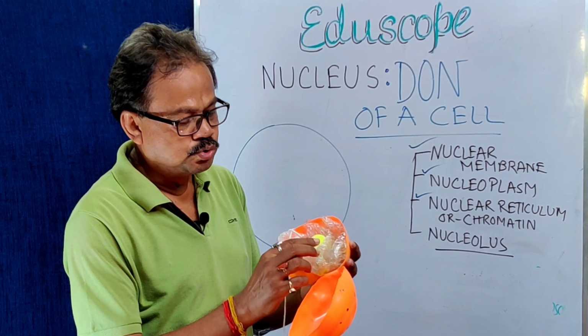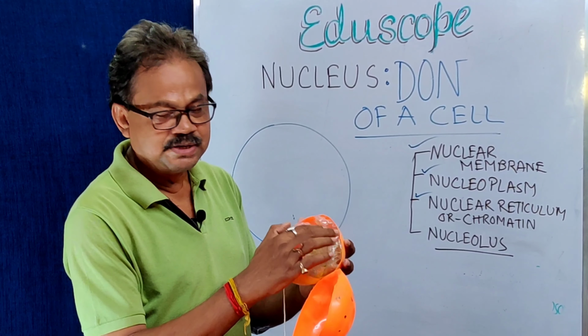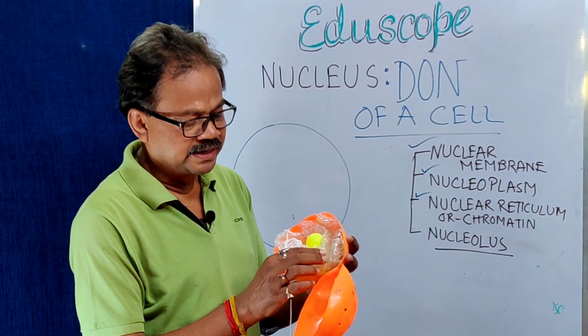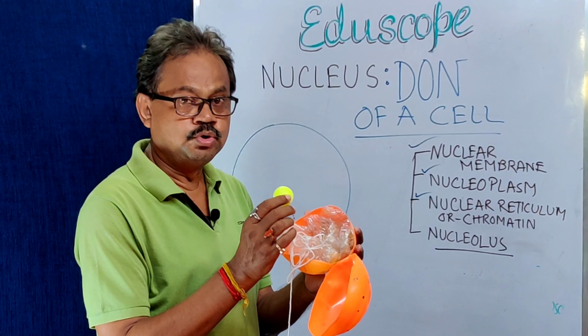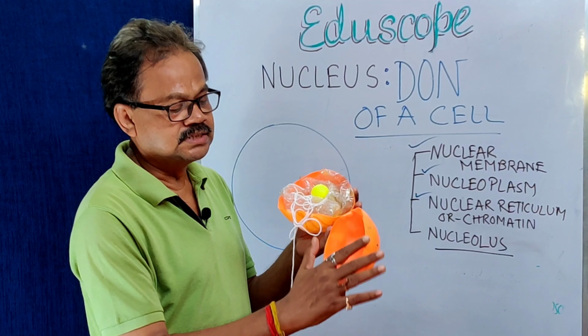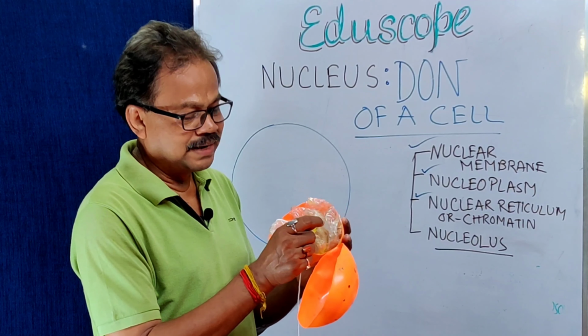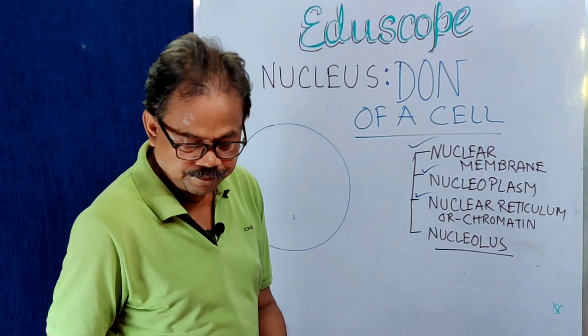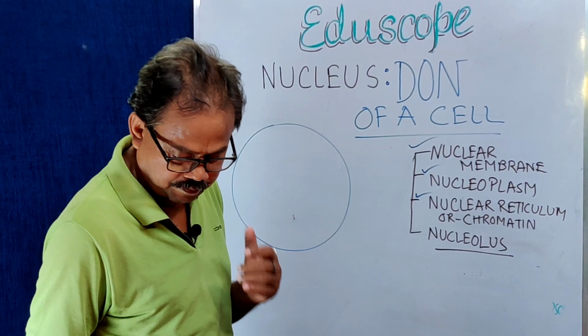And this is nucleoplasm: the liquid part, semi-solid liquid part, transparent. And this round shaped portion is the nucleolus. So in the nucleus we get four parts: nuclear membrane, chromatin fiber, nucleoplasm and nucleolus. I am going to discuss every part of this nucleus one by one.